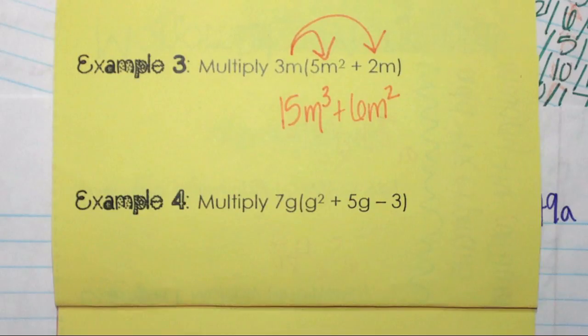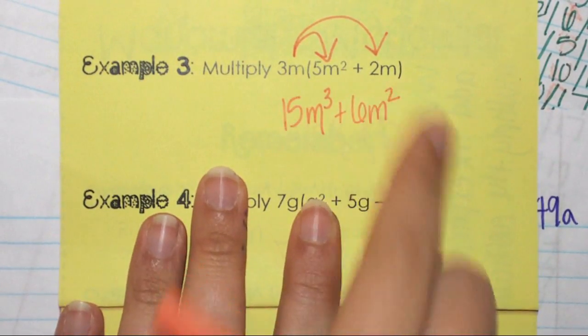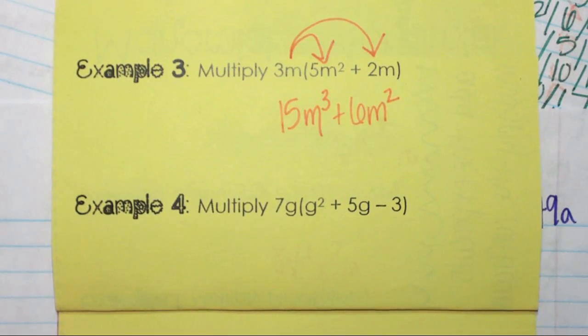Because 1 plus 1 is 2. Oh, and this has an invisible 1, and this has an invisible 1. Now, everybody pause. Stop screaming. We're going to walk through it again.